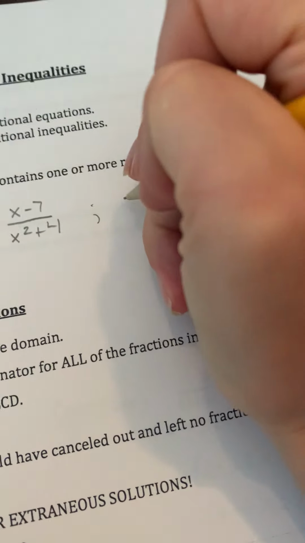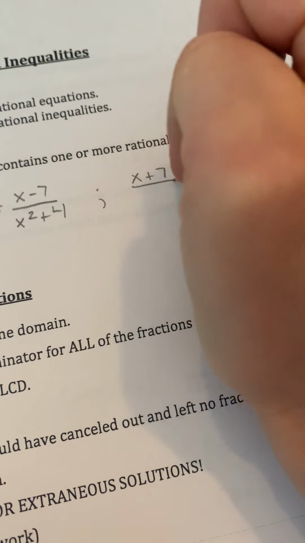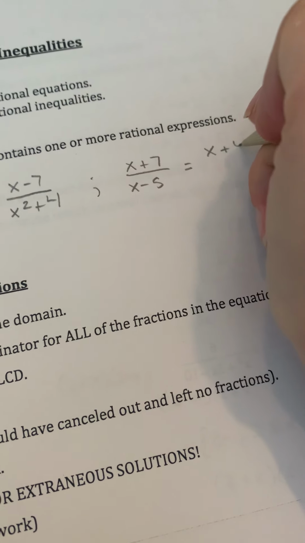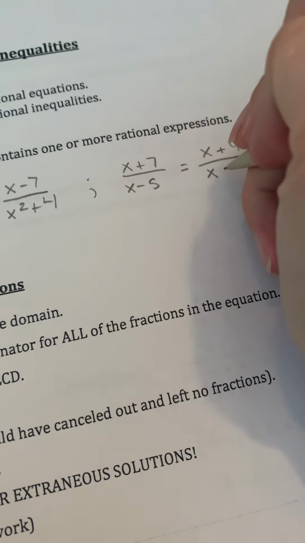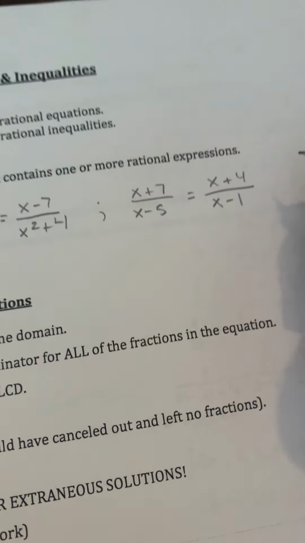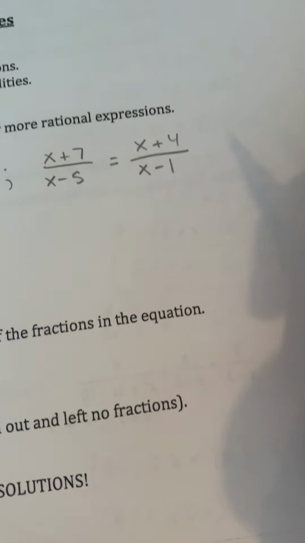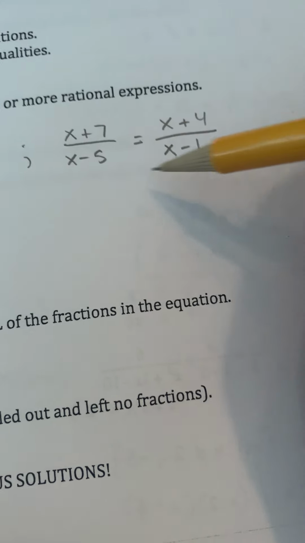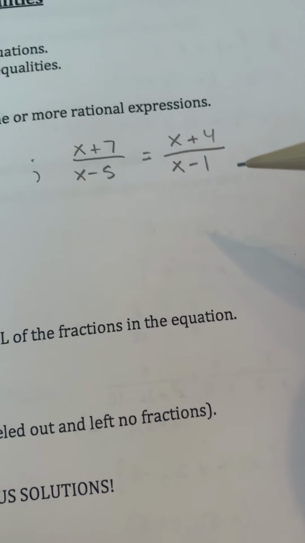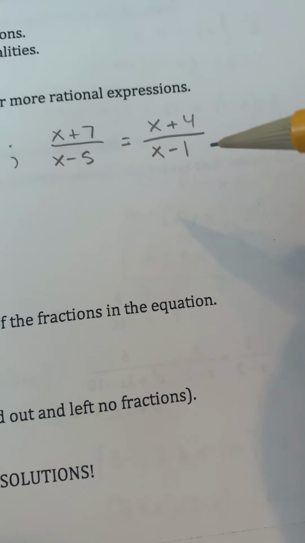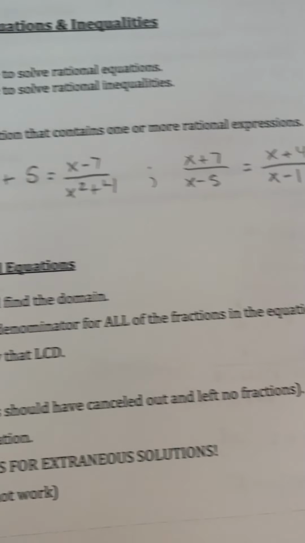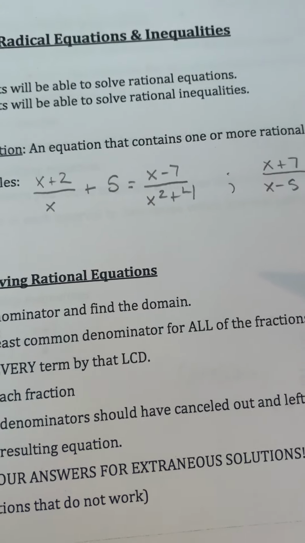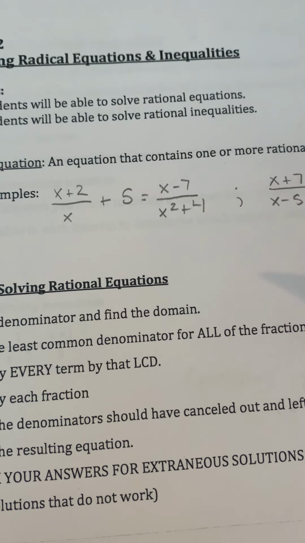Or we could have something like this: x plus 7 over x minus 5 equals x plus 4 over x minus 1. Again, this is a rational equation because we have an equal sign and there's two rational expressions. Who recalls what this specific type of rational equation is? It's a proportion. Okay, and there's a lot more examples that we could go through, but the main thing is we have to have a rational expression in our equation with an equal sign.